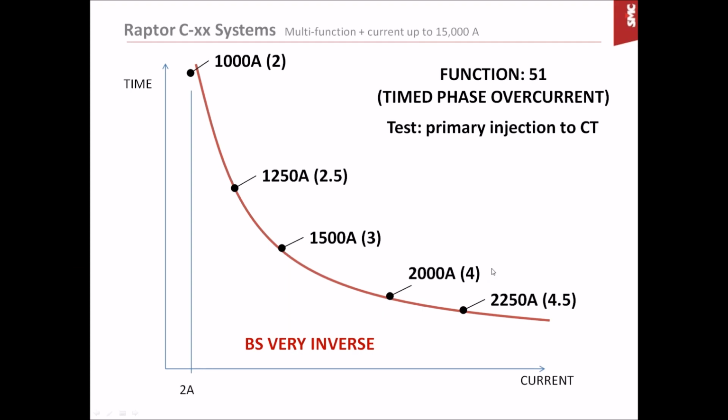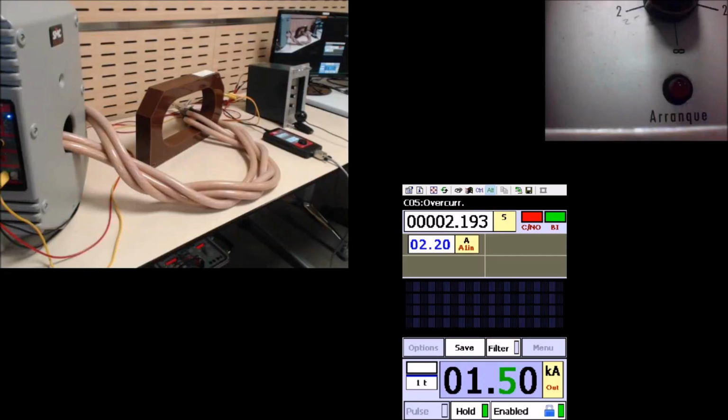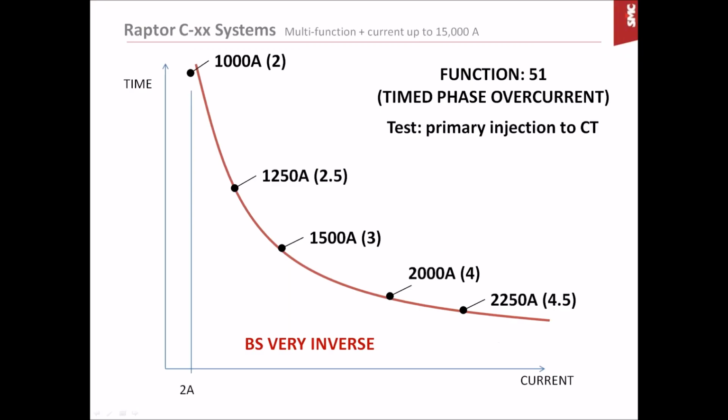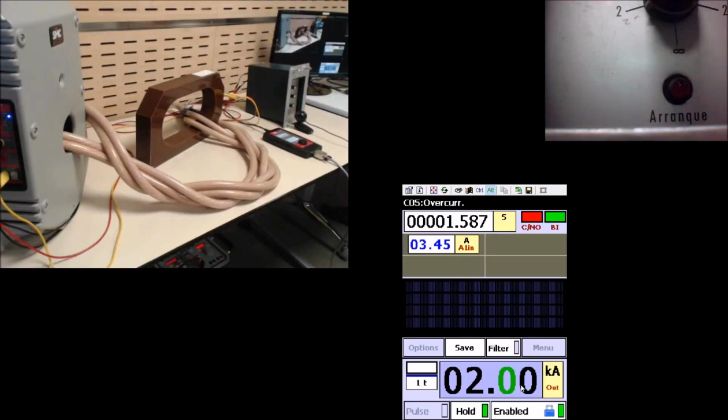So let's go back here. 2000 ampere, directly increasing this. We go to 2 and just inject. And this is the tripping time, 1.5, almost 1.6. We save it. Continue with the curve. For the last point, 2.25, which corresponds to 4.5 ampere in secondary. 2.25.